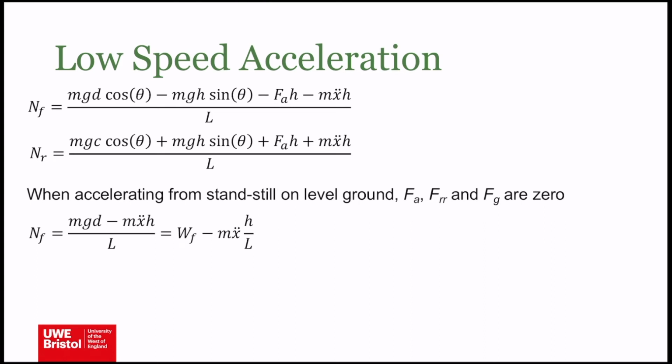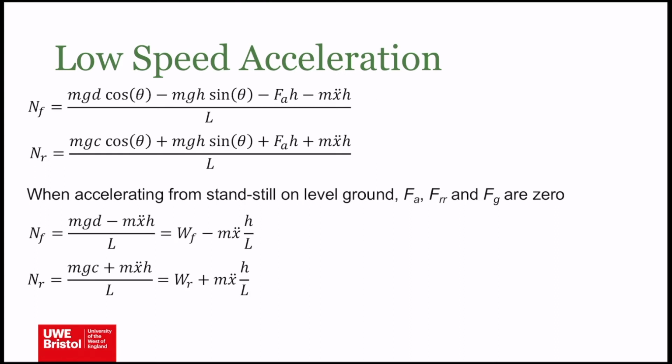So when you're accelerating from low speed, from standstill, obviously your aerodynamic drag, your roller resistance and your grade value are 0, because you're at standstill. So you can take out some of these terms. We end up with the normal force. Obviously that cosine term is 1. That value is 0. That value is 0. You've got MX double dot H over L. Well, obviously that MGD upon L is your weight on the front. And then you can work out the normal load at the back.